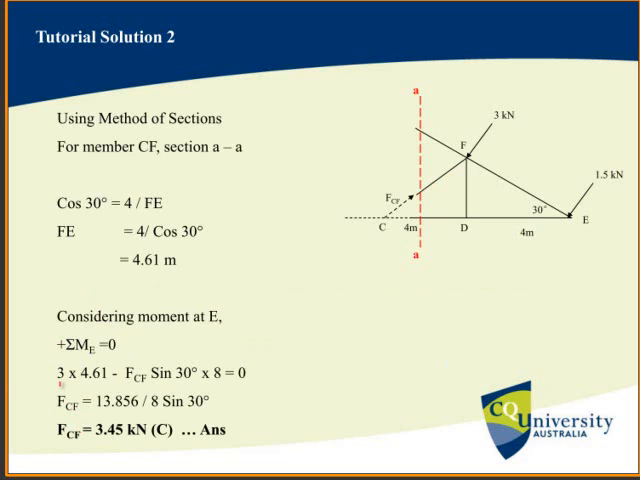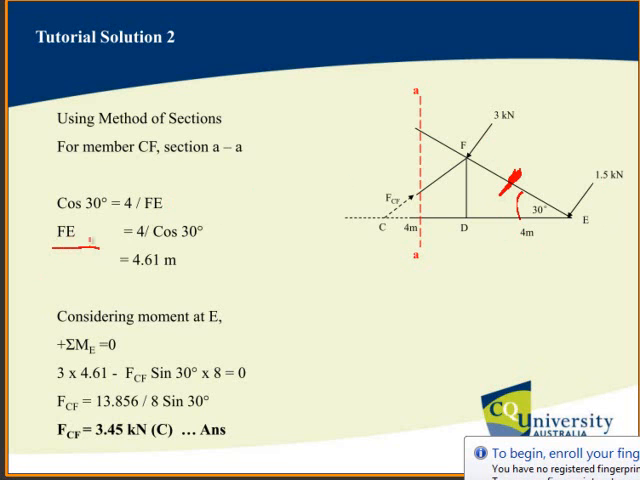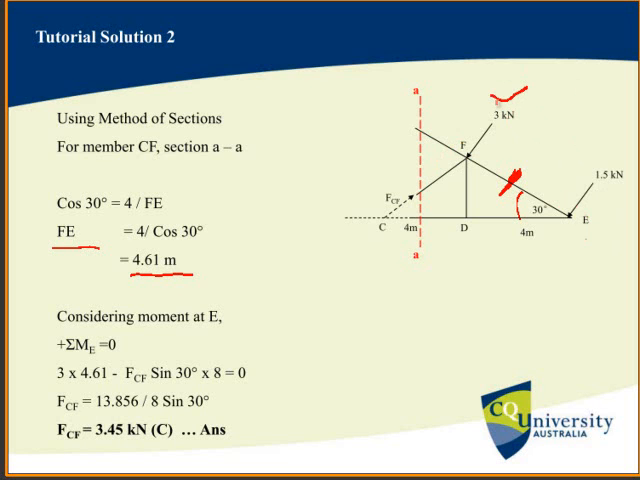In this figure, cos 30 equal to 4 by EF, because from the trigonometry you know that cos value equal to base divided by the hypotenuse. So we can get the value of FE from this equation. FE equal to 4 by cos 30, which will be 4.61. We need this value because we are taking moment about point E, and we need this distance to consider the moment for 3 kN load.